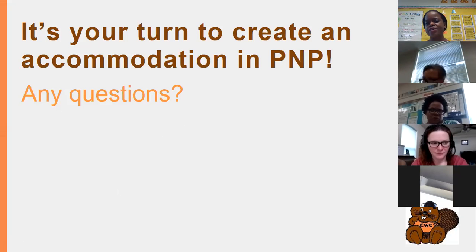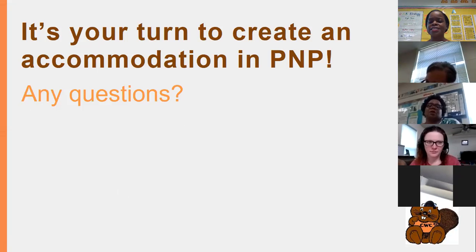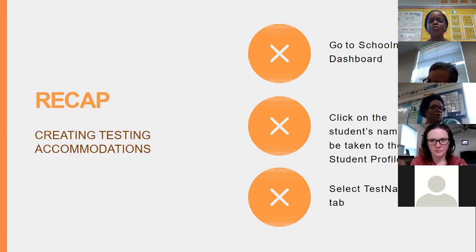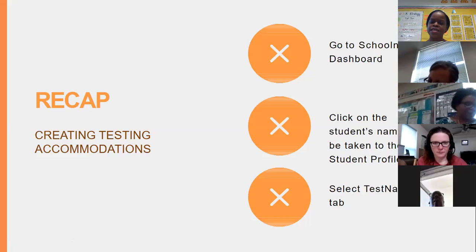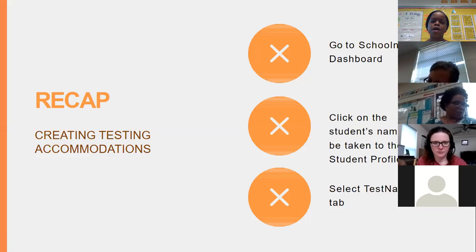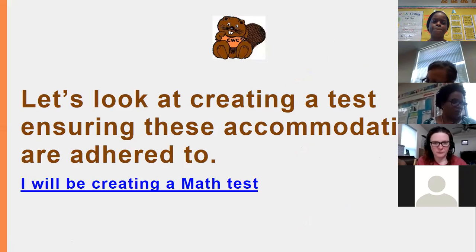We just identified our friend who needed a particular accommodation, which is text to speech, because he needs to be read aloud to. Now we're going to take that information and create a test. So let's quickly recap what we just learned. You go to the Schoolnet dashboard, you click on the student's name, you'll be taken to the student profile, and then you select the Test Nav tab, which will take you to his accommodations.